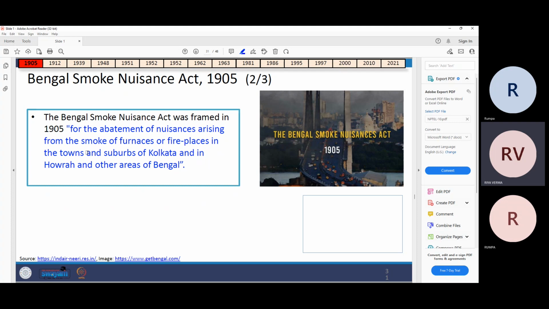Basically, this act was framed for the abatement of the nuisances, that is the reduction or the prevention of the pollution that was being created due to the smoke which was being released from the furnaces or the fireplaces, either used in the industries or in the households, and which had an impact on this Victoria Memorial Hall.